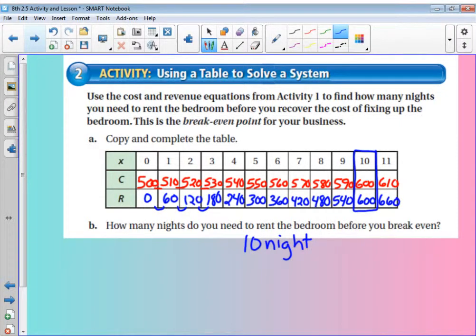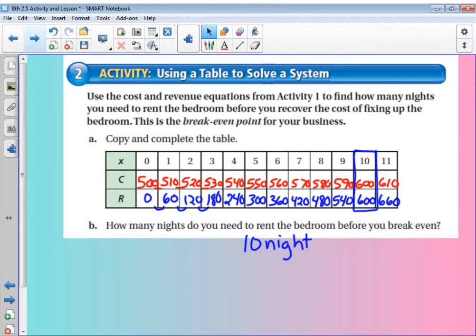Now, obviously, as time goes on, maybe there's going to be other things that you're going to have to fix in the house, or maybe cost of food goes up. But with that, you also learn that, cost of somebody staying the night, instead of $60, you might start charging more. That's pretty much working with a system of equations.